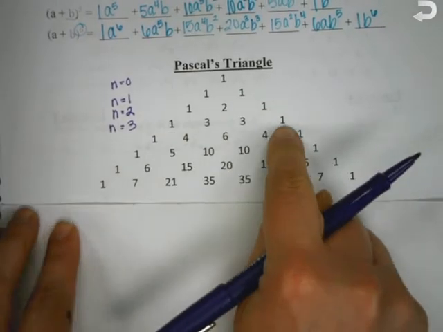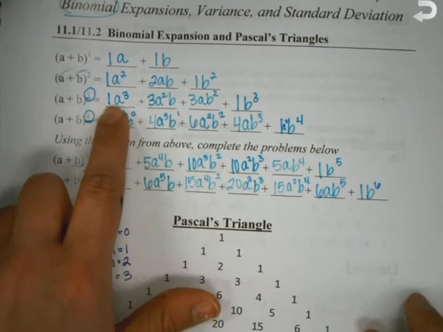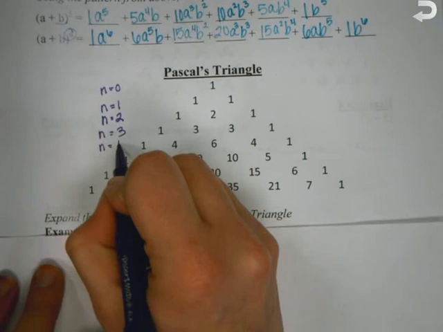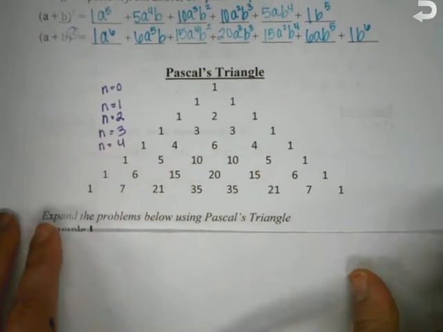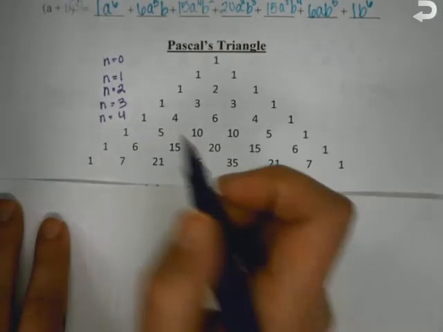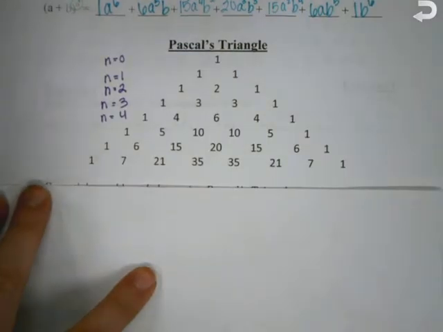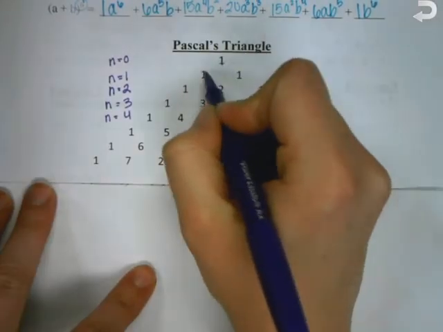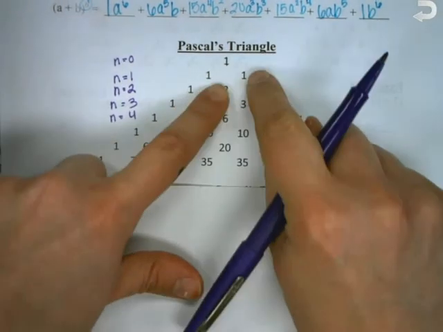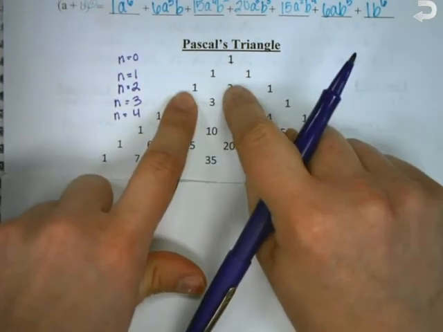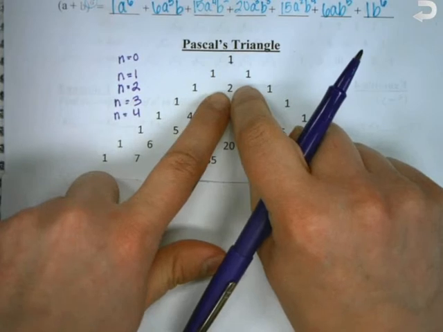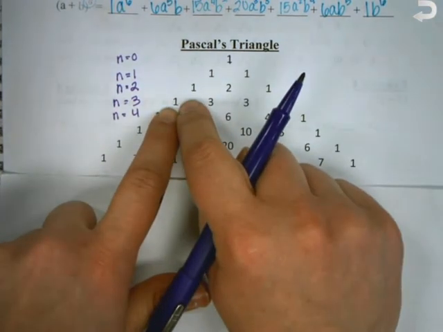So we can use Pascal's triangle as a shortcut to figure out what our coefficients are going to be before we actually write it all out. You can make the triangle yourself even if it's not given to you. We start with 1, 1, and 1, and then we just add every single time to get the next term. 1 plus 1 gives me 2. We start with 1 on the side. 1 plus 2 gives me 3. 2 plus 1 gives me 3. End with 1. 1 plus 3 gives me 4. 3 plus 3 gives me 6. You can make it yourselves.